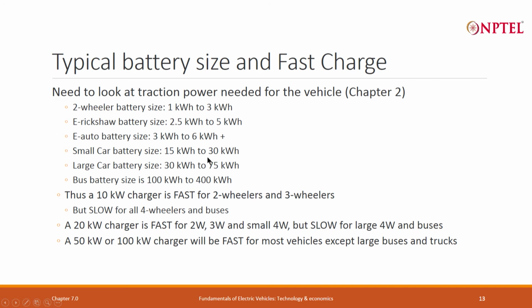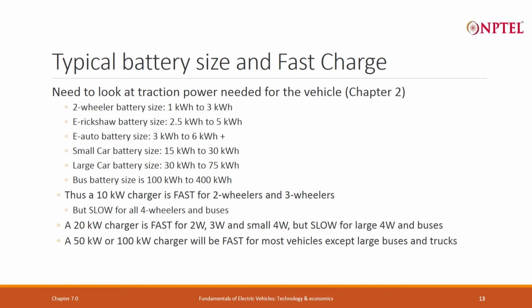A small car will be 15 kilowatt hour to 30 kilowatt hour, whereas a large car battery will be 30 to 75 kilowatt hour. Tesla kind of batteries are 70 kilowatt hour. Bus battery size becomes bigger, 100 kilowatt hour to 400 kilowatt hour. This is the typical size of these batteries in the vehicle. Now, of course, it varies from manufacturer to manufacturer, but that is what it consists of.